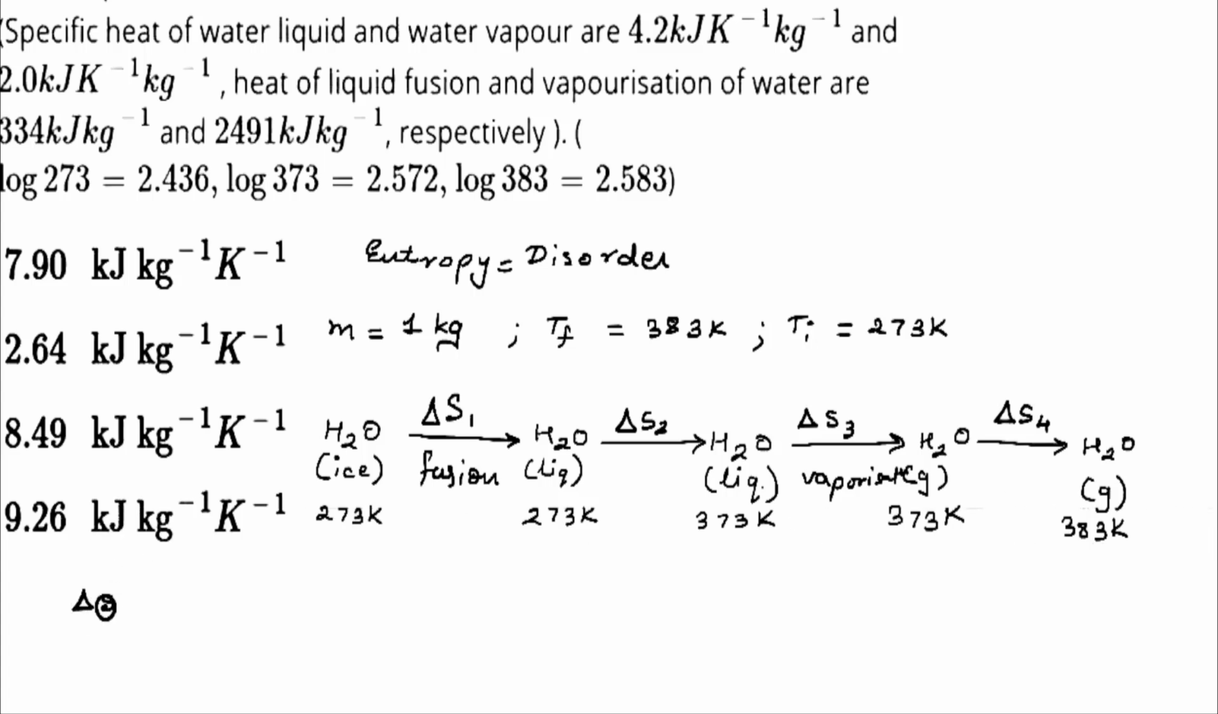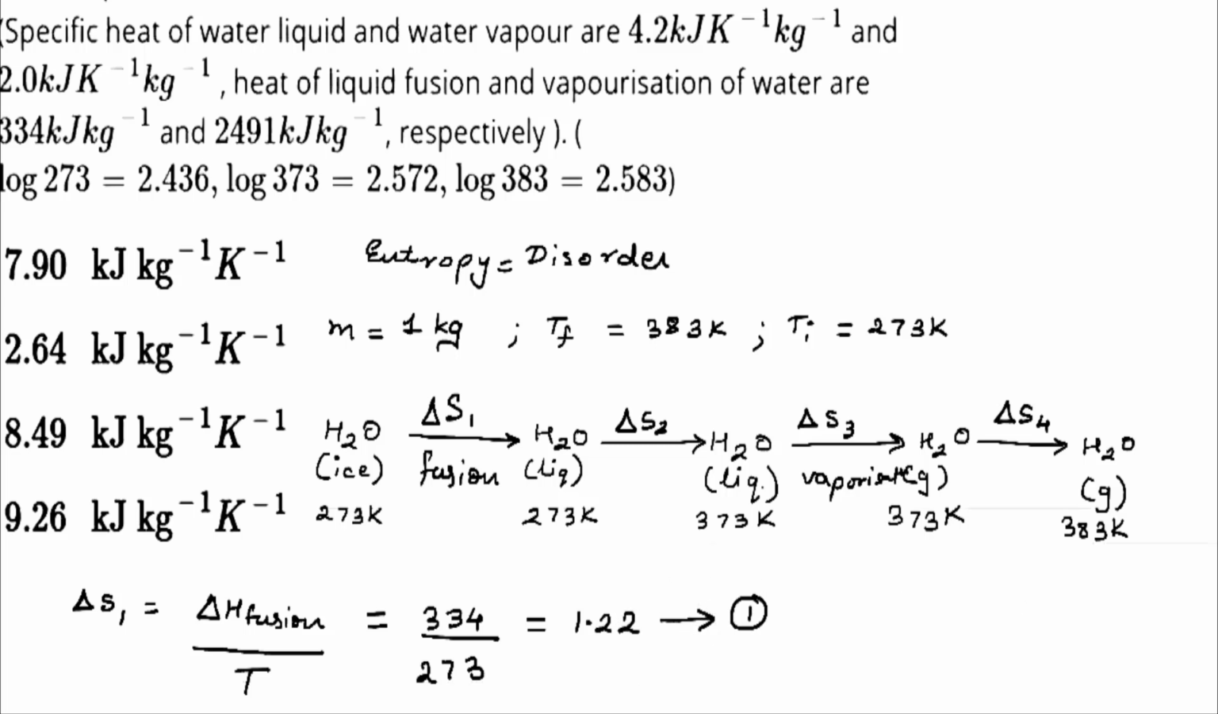First of all, delta S1. So that will be indicated as delta H of the transition involved, that is fusion. So here you put your latent heat of fusion value, divided by the temperature at which it has occurred. So that would be 334 divided by 273. And that comes out to be 1.22. So this is your value number 1.